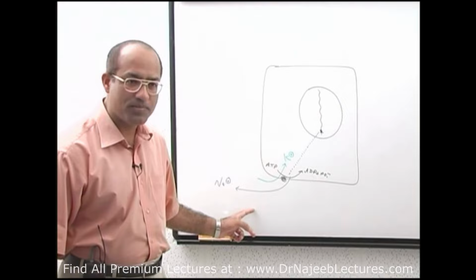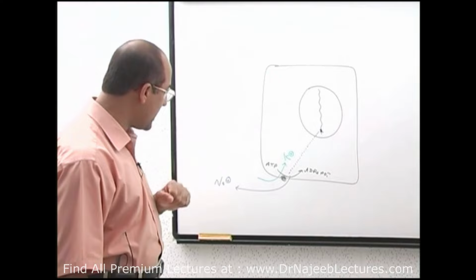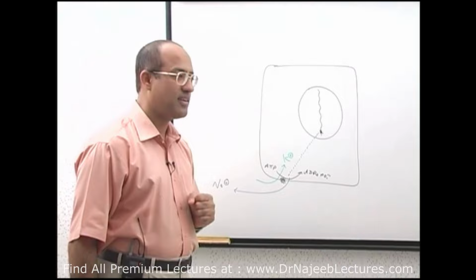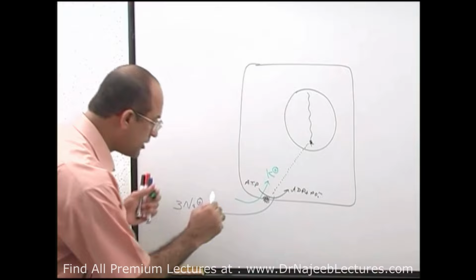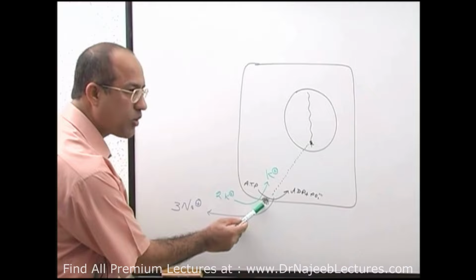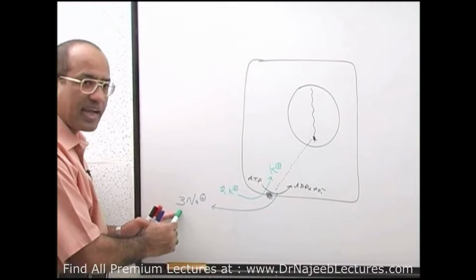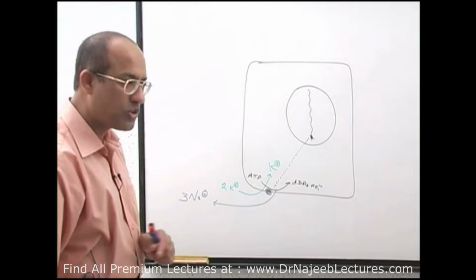Now, as you know, everything in the world is not fair. This pump is also not fair. It's a bit unfair. How is it unfair? Even though it's spending the energy, it does a little trick: it takes 3 sodium out, but it brings only 2 potassium in. So it means if this pump works 1000 times, it will take 3000 sodium out and bring 2000 potassium in.